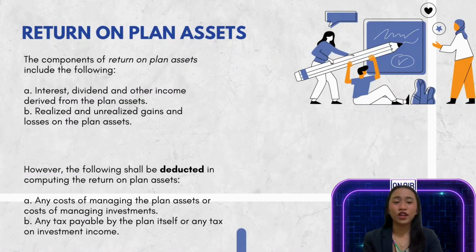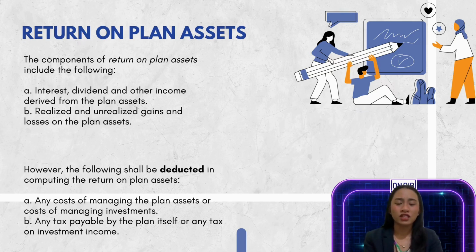Now that you already learned and understood what employee benefit is, up until the remeasurement of plan assets, let us now proceed to the return on plan assets. So the return here means income. The return on plan assets has components, and that is first, interest. So may karapatan ng pera na kumita ng interest dahil sa passage of time. Dividend, ito naman yung mga ininvest sa mga stocks and other income derived from the plan assets.